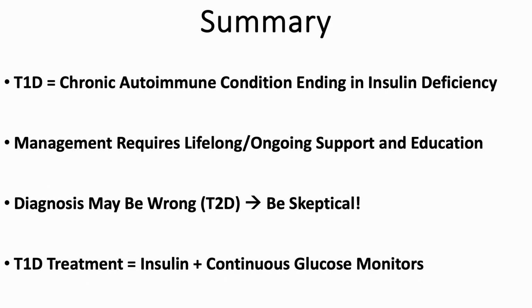To summarize, type 1 diabetes we know is a chronic autoimmune condition that ends in insulin deficiency, and this requires lifelong insulin therapy as well as ongoing support and education. You may have the wrong diagnosis. So many people that get diagnosed with type 2 diabetes may actually have type 1 diabetes. So I'm just asking you to be skeptical. Okay, if they're not responding the way that you think they should, they may need insulin therapy sooner, and you may need to rethink your diagnosis.